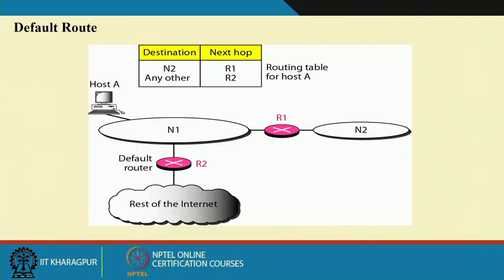So, there is a concept of default route. If I can't find where something is to be forwarded, then where should I forward it? So, there is a default route, like: in order to go to network N2, push it to R1. For any other network, push it to R2, right. So, this is a default route. If it can't find the entry in the routing table, it will put it to the default route.